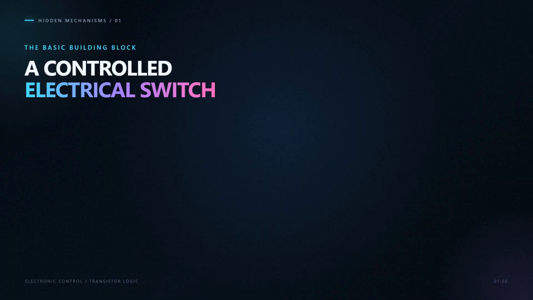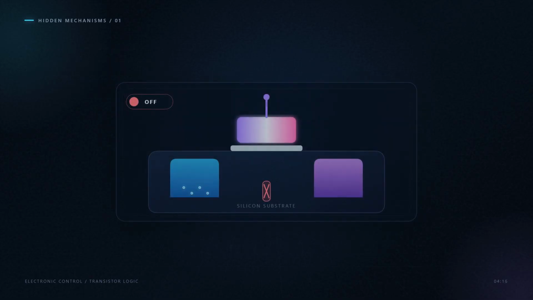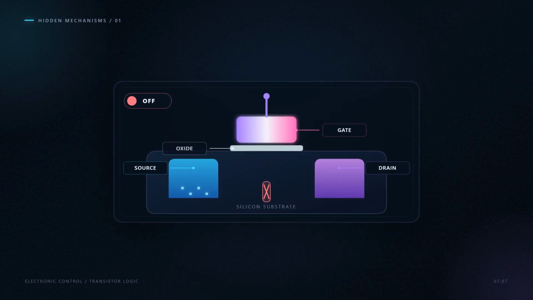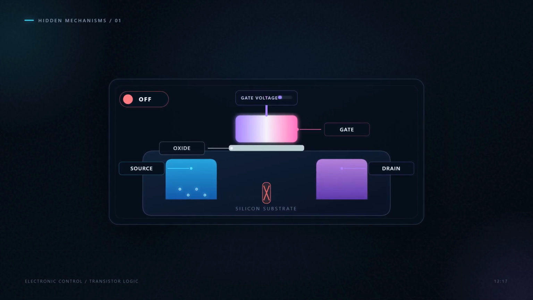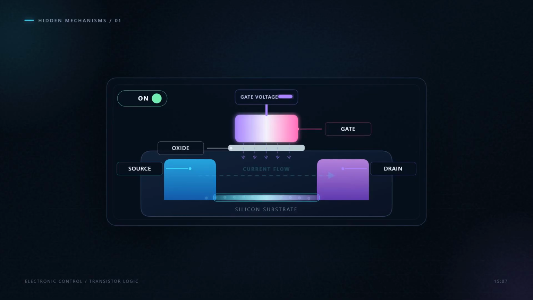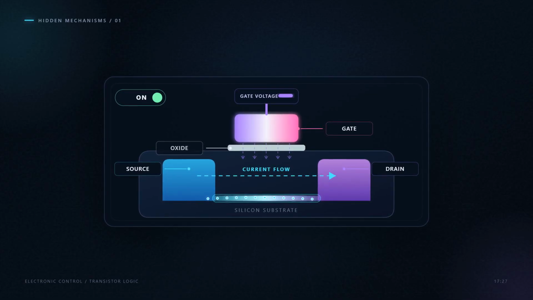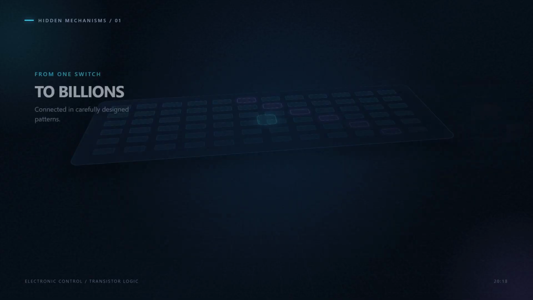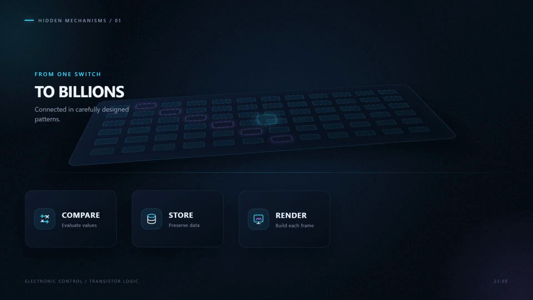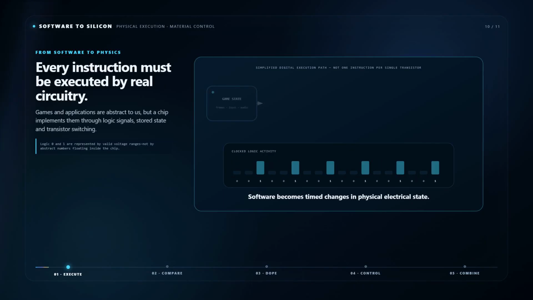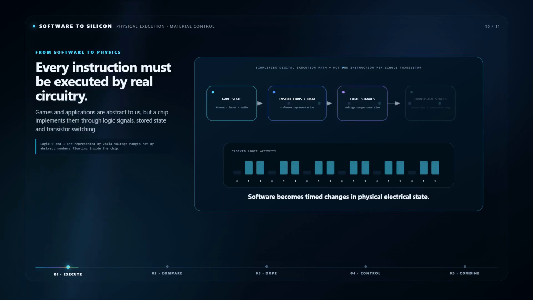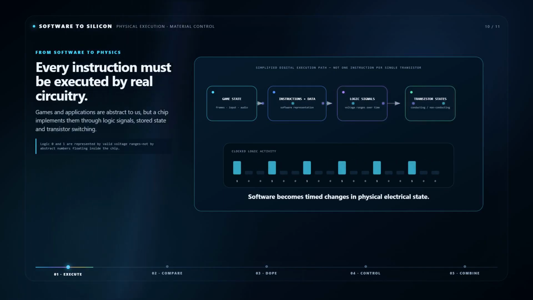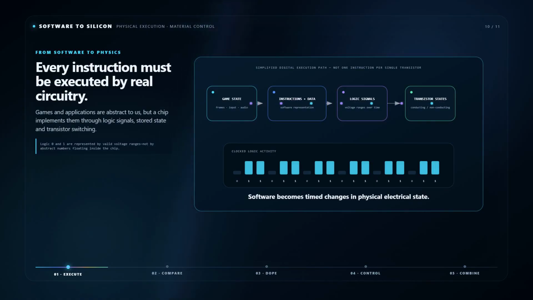At the heart of this story is the transistor. The simplest way to imagine a transistor is as an electrical switch. A small voltage can decide whether current is allowed to flow or is blocked. One switch is not impressive, but billions of switches, connected in carefully designed patterns, can compare numbers, store data, render videos, or recognize faces. A chip does not understand music, maps, language, or games. It only controls electrical signals. And yet, that is enough.